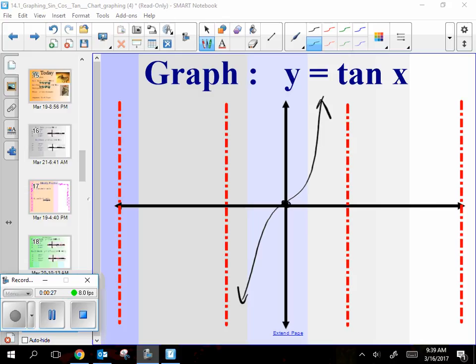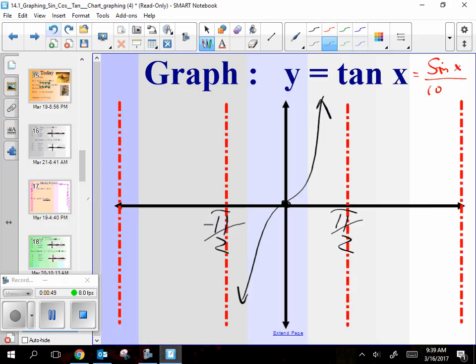But tangent has asymptotes at pi over 2 and negative pi over 2. And it just keeps repeating itself like that over and over again. So I could draw another one here, etc. But let's talk about why it has those asymptotes. That's probably the best thing I could say about this. Tangent is sine over cosine. And so whenever cosine becomes 0, this tangent can't exist.